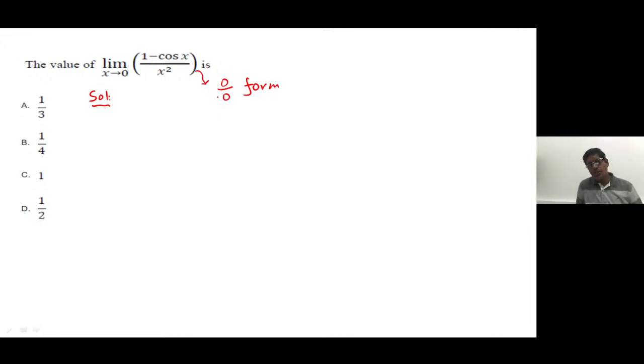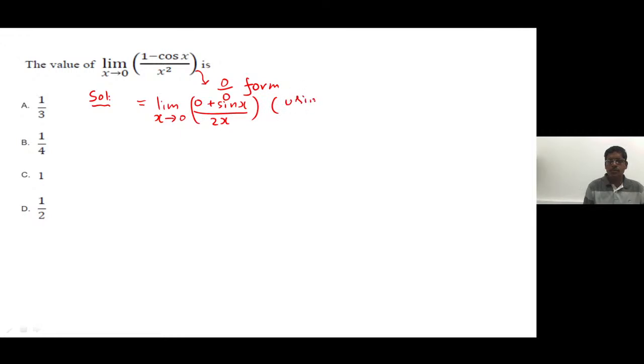If you get 0 by 0 or infinity by infinity form, then L'Hospital's rule gives the standard procedure, that means differentiate the numerator with respect to x, similarly differentiate the denominator with respect to x, then apply that step again. So limit x tends to 0: derivative of 1 is 0, derivative of cos x is minus sin x, so 0 plus sin x. This is the numerator term. The denominator x square, derivative with respect to x is 2x. This you will be getting using L'Hospital's rule.